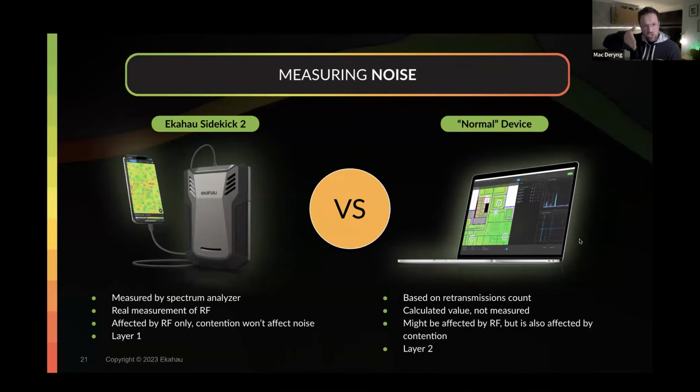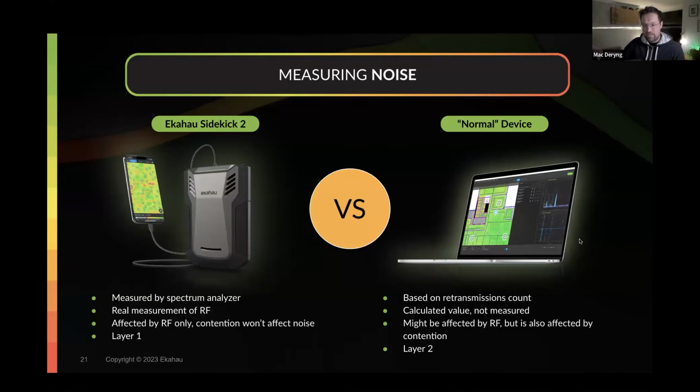And that means that the contention will not affect noise. Why is it important? If I have one Wi-Fi device or 1,000 Wi-Fi devices, assuming that the radios, their chipsets, don't emit electromagnetic energy other than the Wi-Fi, then they won't affect noise. We will have high contention, yes, but the physical noise will stay unchanged.